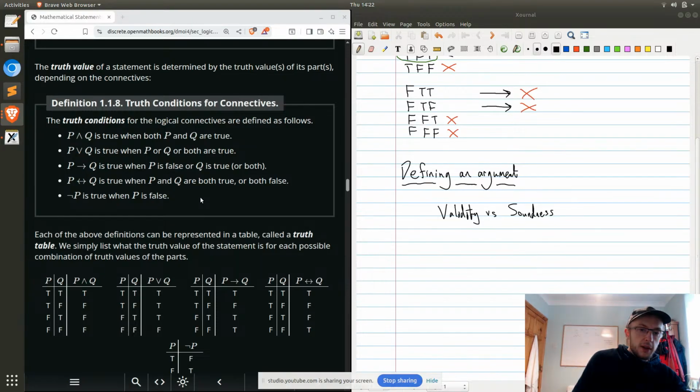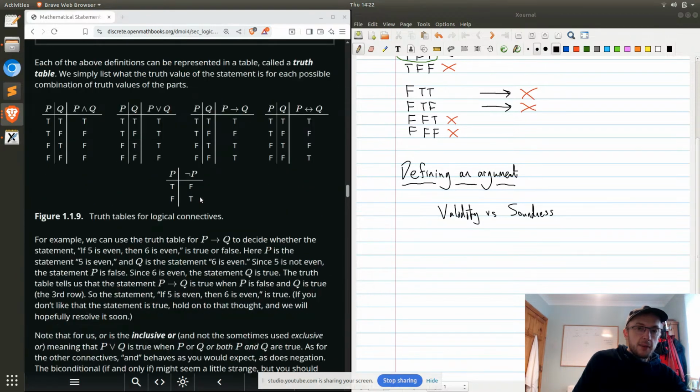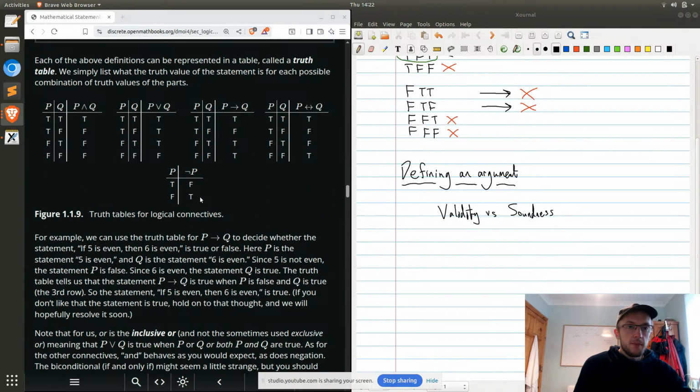Each of the above definitions can be represented in a table called a truth table. We simply list what the truth value of the statement is for each possible combination of truth values of the parts.